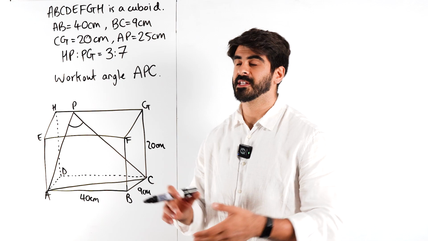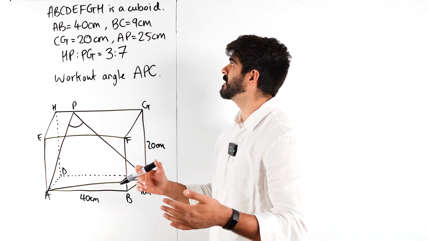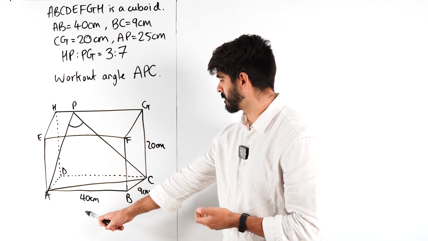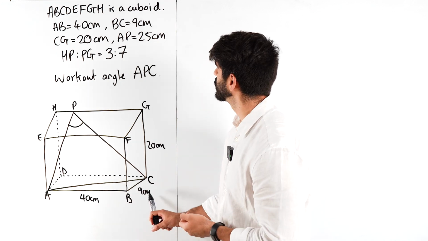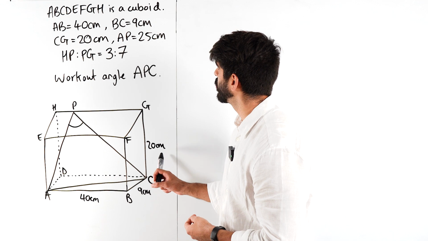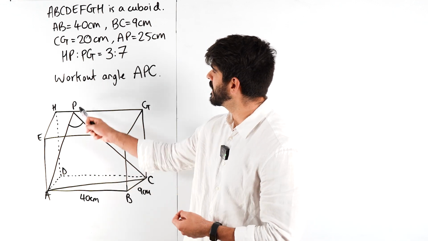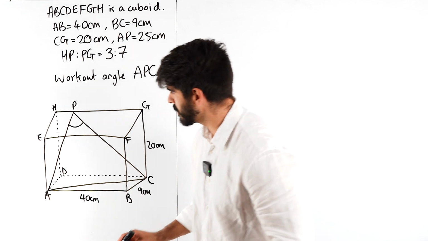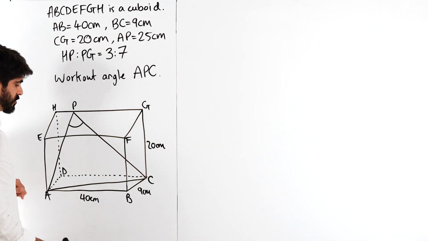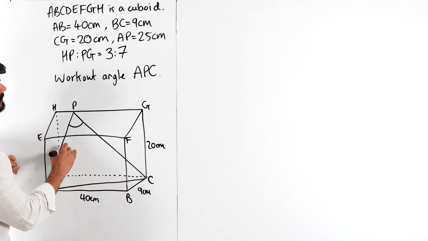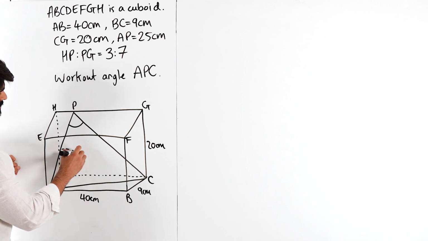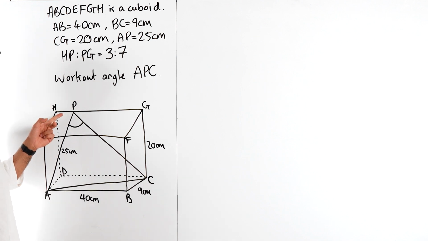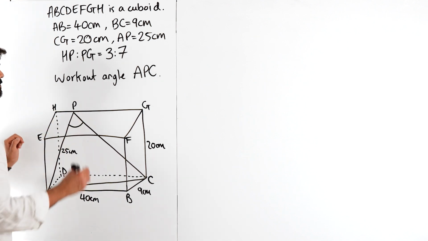Okay, so what does it say? It says ABCDEFGH is a cuboid, AB is 40, BC is 9, CG is 20, and AP is 25, which they decided not to put on the diagram. That was not intentional from me. It was actually in the question I found, they didn't actually label it. It says the ratio of HP to PG is 3:7.